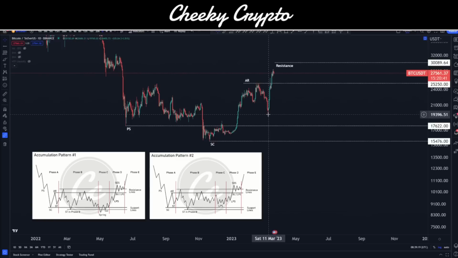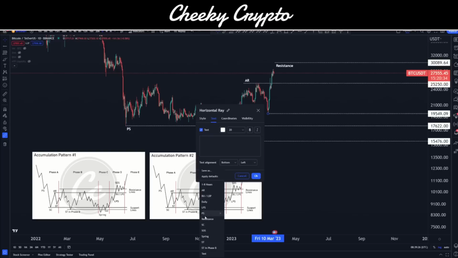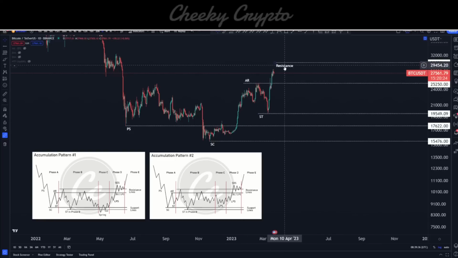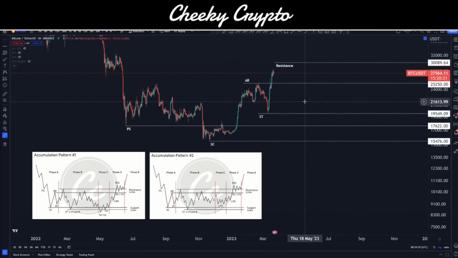Then we had this move down here, which is our secondary test. So I should label that one up as well while we're here. I'll go ahead and label that our secondary test. There we have that one, and I'll move that over there. Okay, so automatic rally, secondary test up into the resistances. Okay, and now this is where we should get rejected and start to come on down.